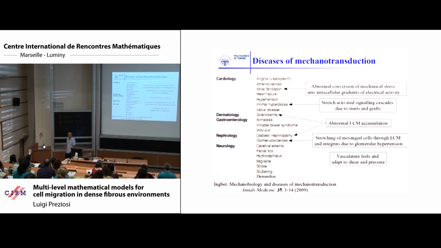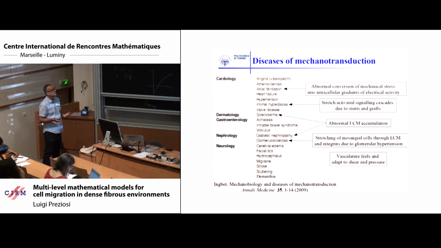And this is a list of all other diseases. I don't want to stick with tumors. In some sense, I'm sick and bored of tumors. I've been doing that for 20 years. But there are a lot of diseases that have to do with the incorrect perception of stresses, of something that happens to the extracellular matrix. To name a few: atrial fibrillation, abnormal conversion of mechanical stress into gradient of electrical activity; intimal hyperplasia, stretch activated signaling cascade due to stents and grafts.